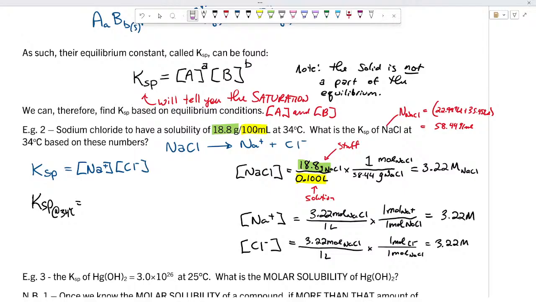Now remember, Ksp is saying, what is the equilibrium constant? And sorry, this should be written as an equilibrium. What is the equilibrium constant if the most you can possibly dissolve here is 18.8 grams in 100 mL? Does that make sense? And that's what we're working out here. If that's the most that will dissolve, then that's the equilibrium point.